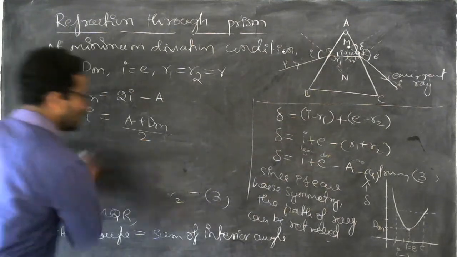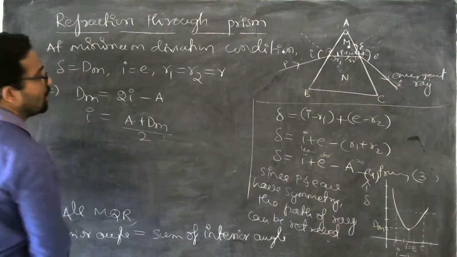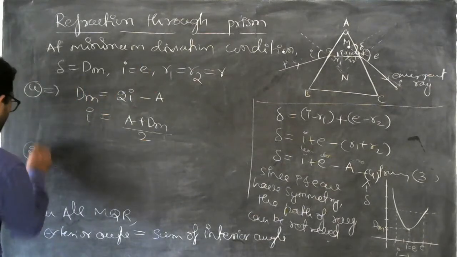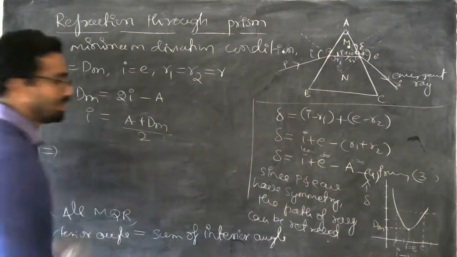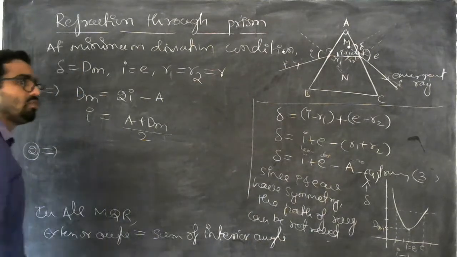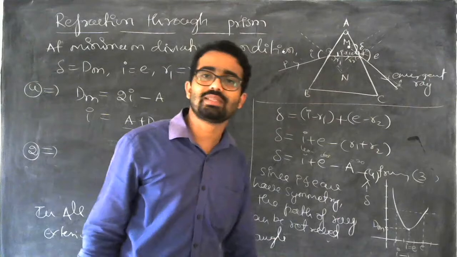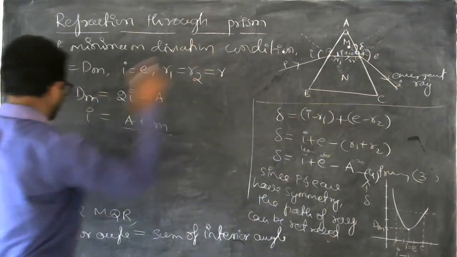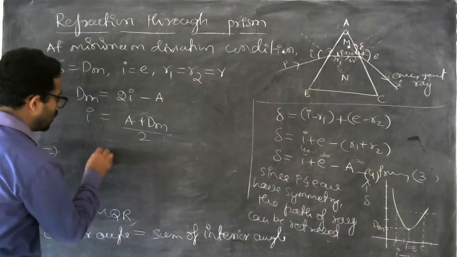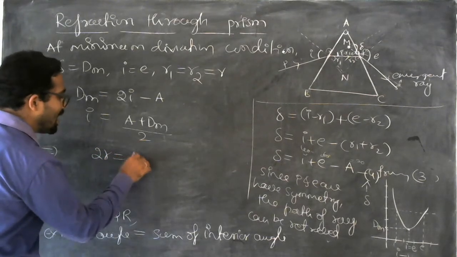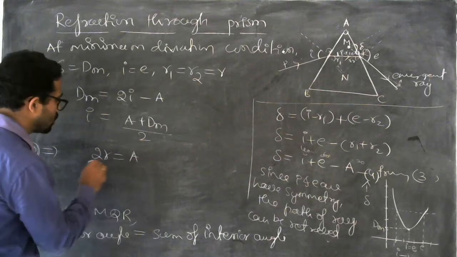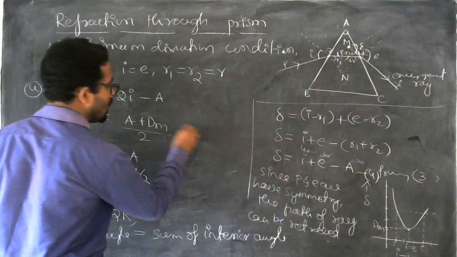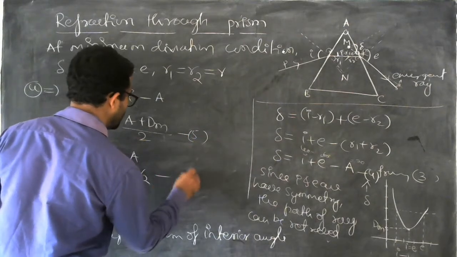Now we know one more equation, which is the second equation, and that equation was A is equal to r1 plus r2. We know that r1 is equal to r2, it is equal to r. So from 2 implies 2r is equal to A, r1 plus r2 is equal to A. So r is equal to A by 2. So this is equation number 5, this is equation number 6.